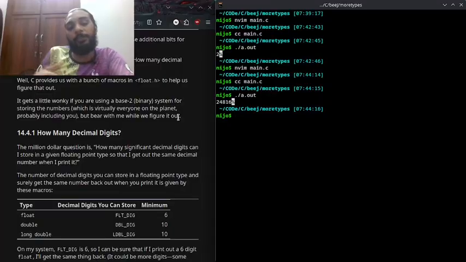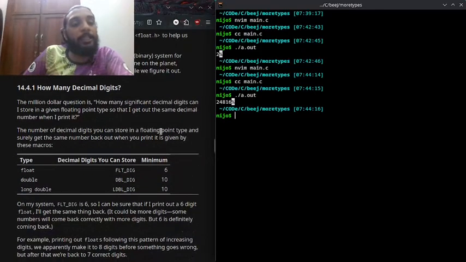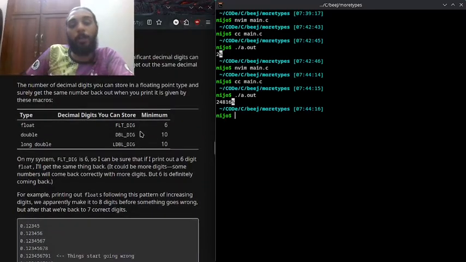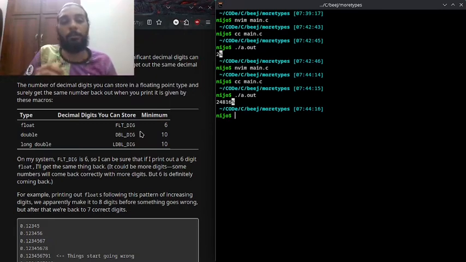Well, C provides us with a bunch of macros in float.h to help us figure that out. It gets a little wonky if you're using the base 2 binary system for storing the numbers, which is virtually everyone on the planet, probably including you, but bear with me while we figure it out. How many decimal digits? The $1,000,000 question is, how many significant decimal digits can I store in a given floating point type so that I can get out the same decimal number when I print it?